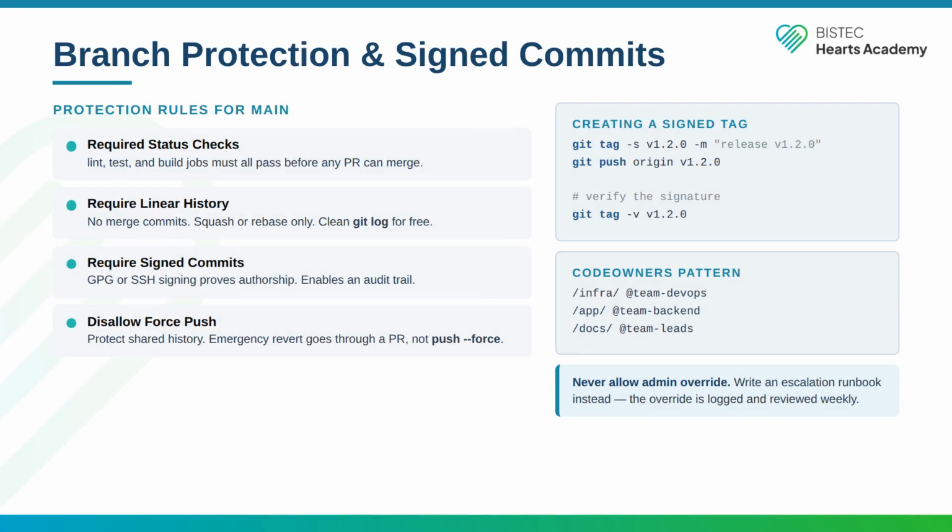Branch protection rules on main are your safety net. Required status checks mean no pull request can merge unless lint, test, and build all pass. Linear history means no merge commits, cleaner git log output, and simpler bisects when something breaks. Signed commits require GPG or SSH signing, so every commit on main is probably from a known author.